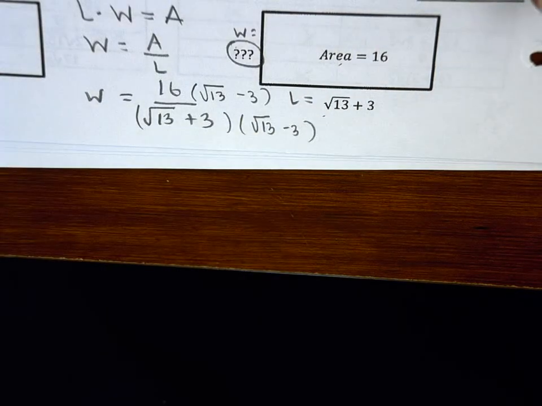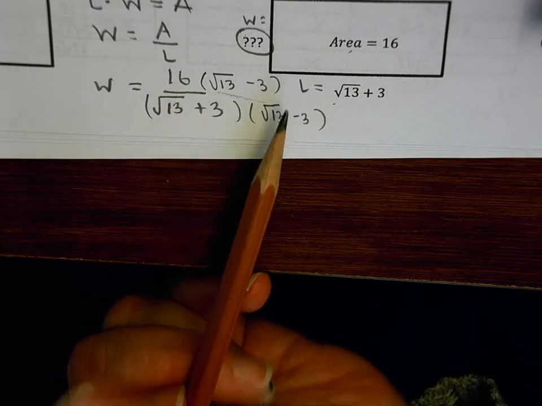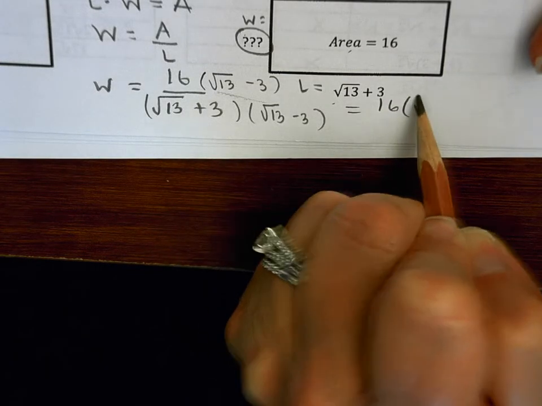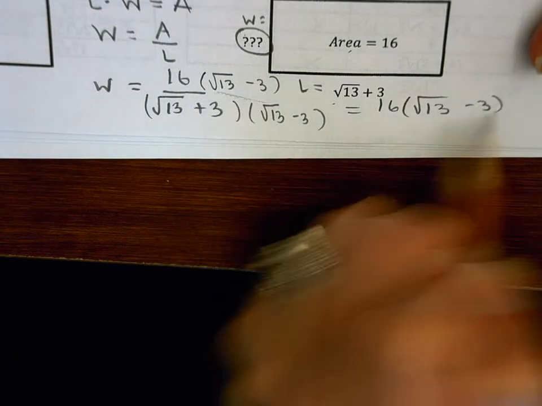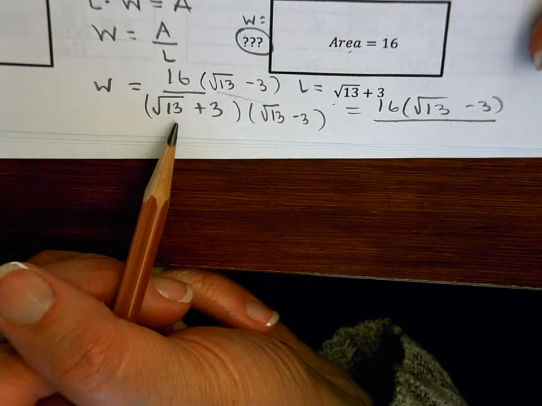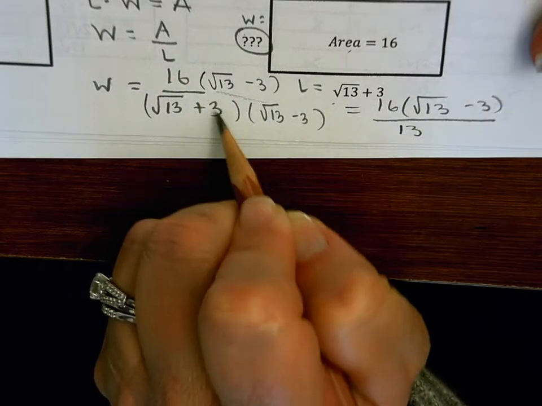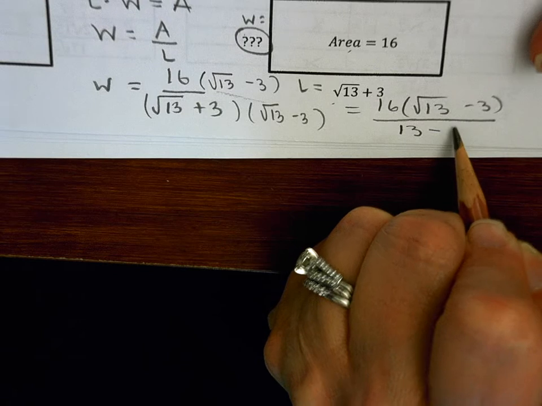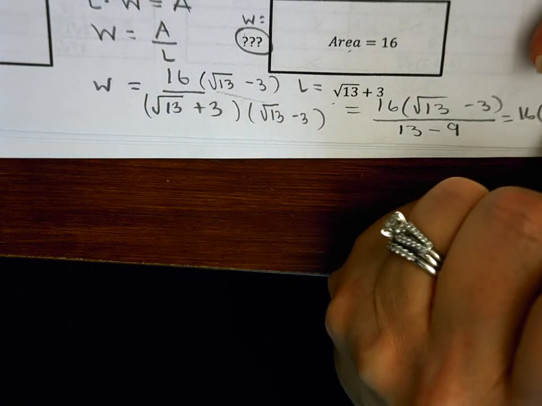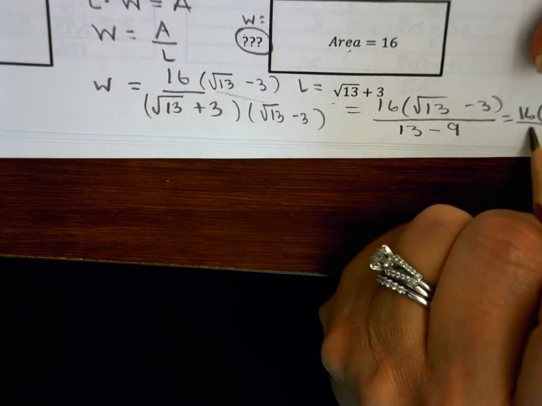And then in the numerator, I'm not going to distribute because multiplying the 16 in won't simplify that at all. So I'm going to leave that numerator factored. And then I'm going to distribute the bottom. So when I distribute the bottom, I have root 13 times itself, which is 13, and then 3 times negative 3 is negative 9. And then 13 minus 9 is 4.